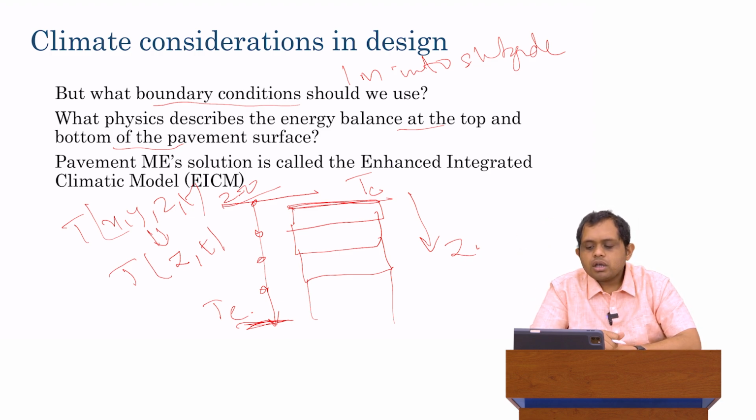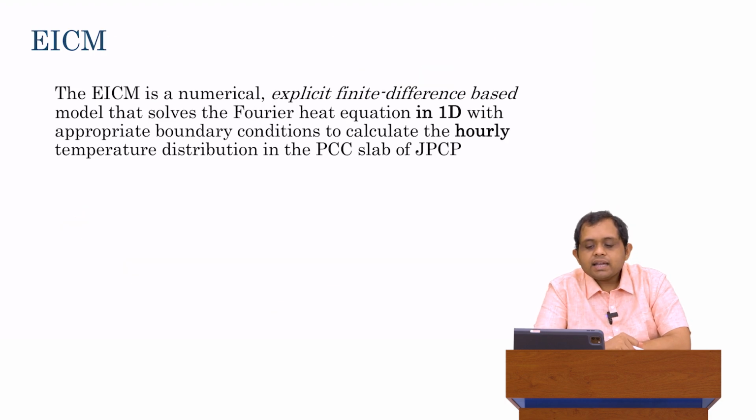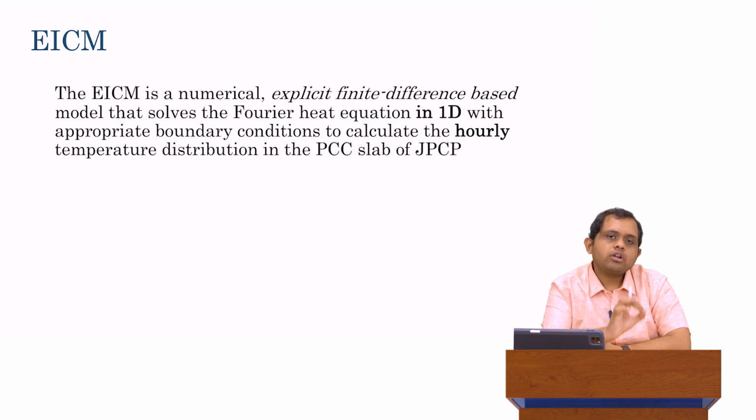That's one approach. The pavement ME approach is actually probably the most sophisticated approach in the world. It uses a different model, which is called the Enhanced Integrated Climatic Model, EICM. The EICM is a numerical model, right? That means we are making some numerical approximations. It's not quite finite element modeling, but again, we are solving this equation.